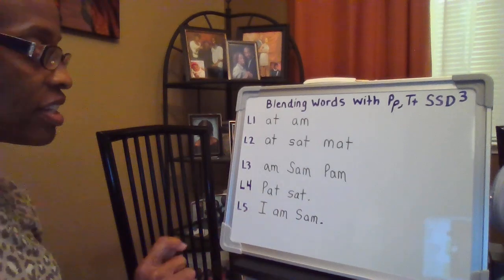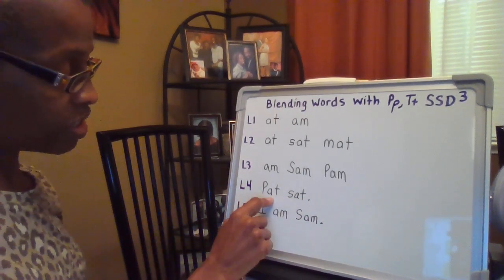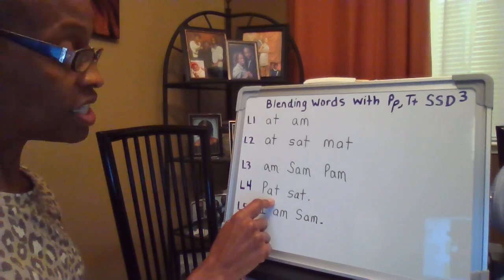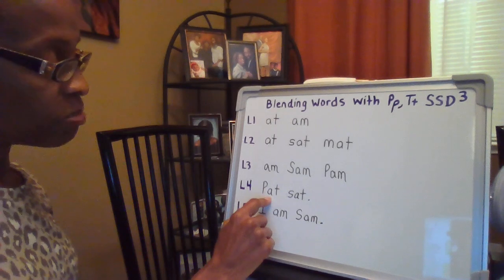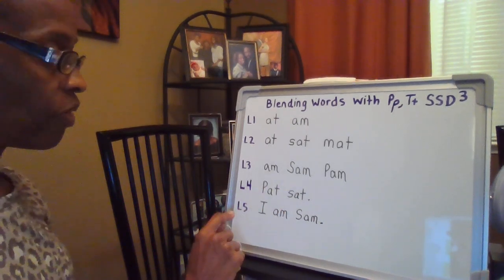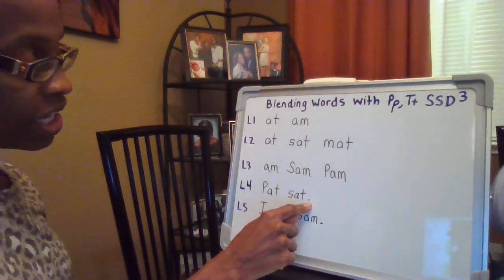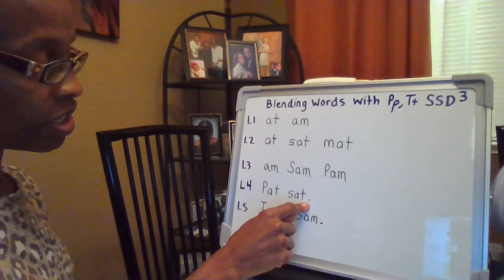Pat, sat. And boys and girls, this is a sentence. Your subject of the sentence, or the who or what the sentence is talking about, is Pat. What did Pat do? Pat sat. Okay, and that's a complete sentence, and it ends with an end punctuation mark called a period.